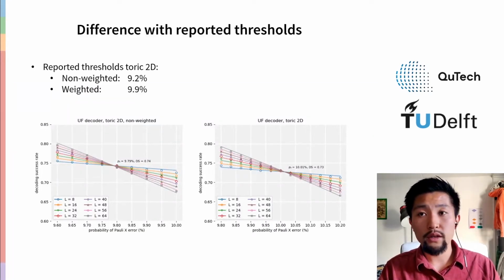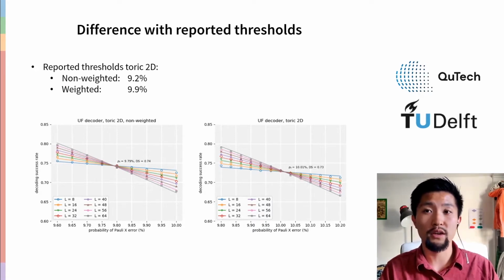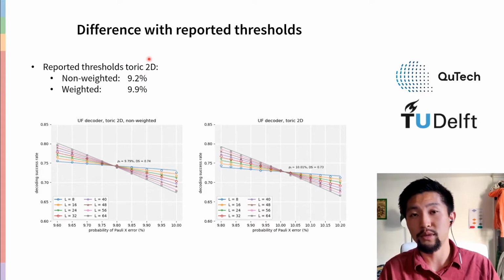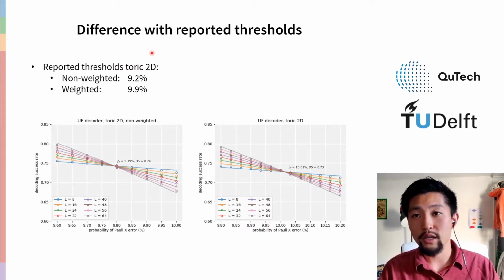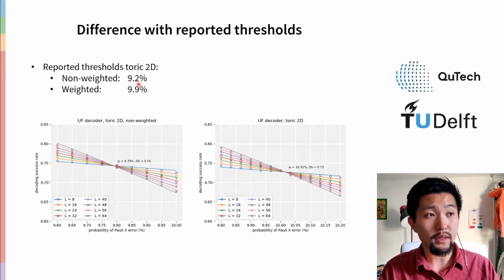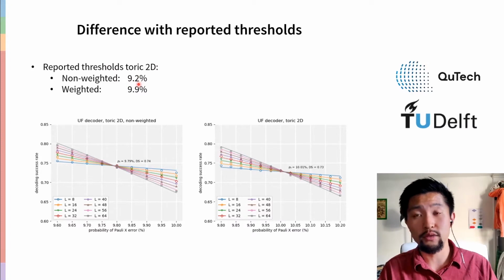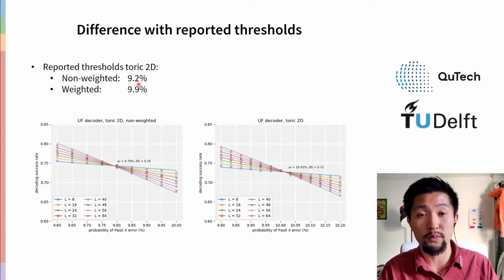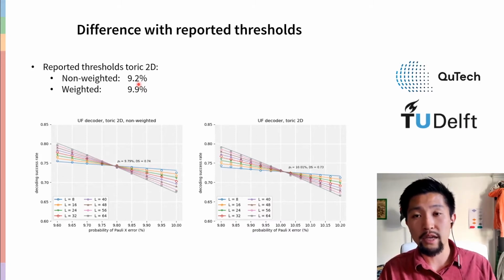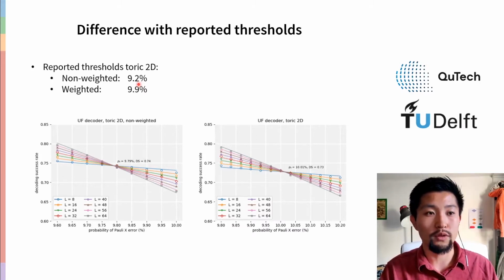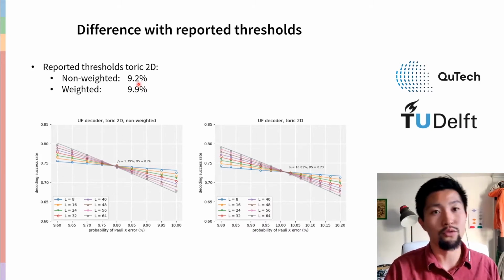Now recall that the reported threshold for the union find decoder for simulations on a toric code on a 2D lattice, which means that it's only Pauli noise, for the non-weighted case is 9.2%, and for the weighted case it's 9.9%. And recall that weighted growth means that you grow the smaller size clusters first, because they add a smaller amount of edges that will not be a part of the matching eventually.